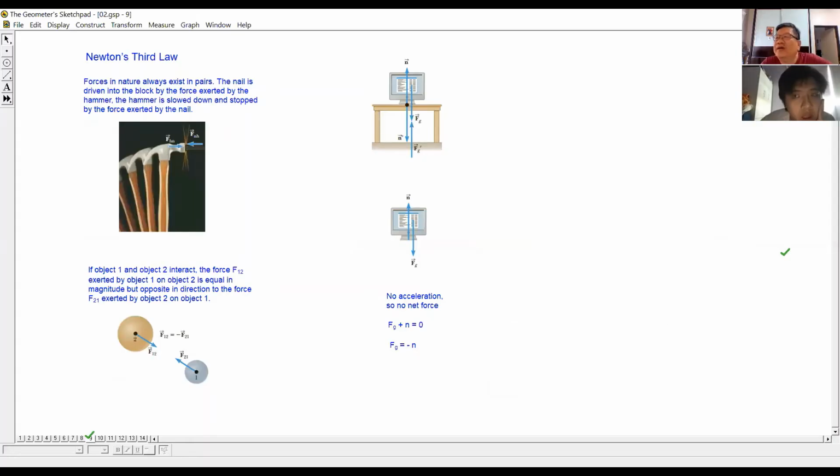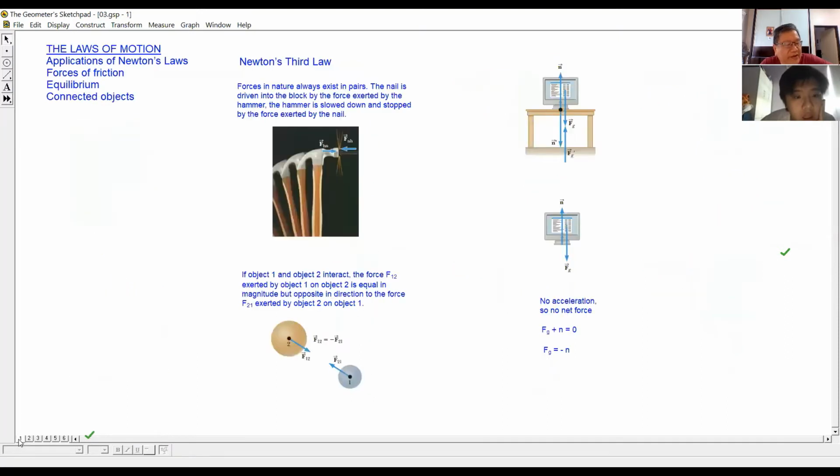Okay, this one is actually stated in the syllabus like this: law of motion, applications of Newton's law, force of friction, equilibrium, and connected objects. So today we cannot reach even the frictional force, right? So probably I show you some application of Newton's third law. Earlier on were Newton's first law and second law. Now we look at the third law.